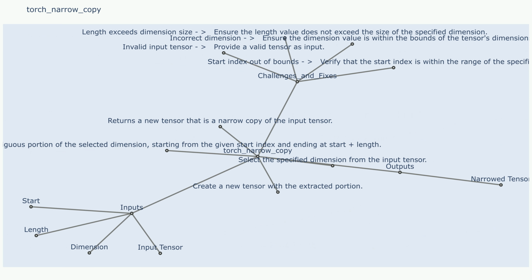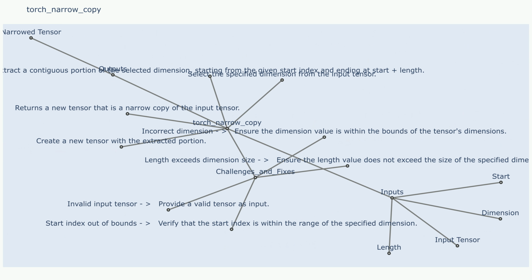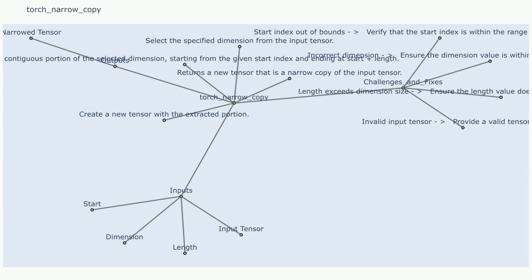Inputs. Input 1: input, this is the source tensor from which the narrowed version will be created. Input 2: dim, this is the dimension along which the tensor will be narrowed. Input 3: start, the starting index of the narrowed portion along the specified dimension. Input 4: length, the length of the narrowed portion along the specified dimension. Outputs. Output 1: a new tensor containing the narrowed portion of the input tensor.